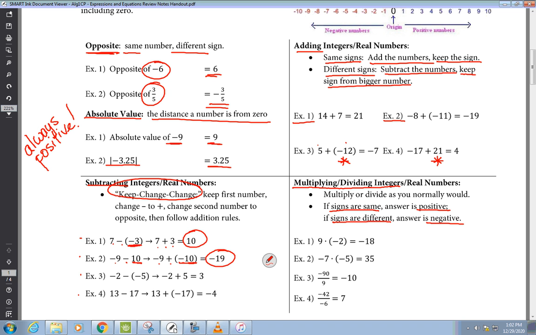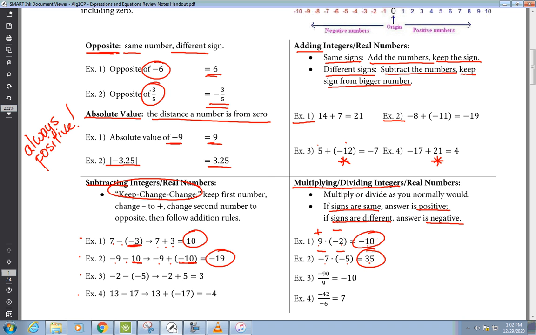So in the case of example 1, 9 times 2 is 18, but you have a positive number times a negative number. Positive times negative is negative. So that's how you get negative 18. Negative 7 times negative 5. 7 times 5 is 35, and a negative times negative is positive. That's why it's positive. So again, that's how the rules work.